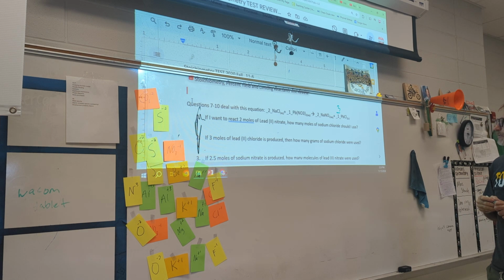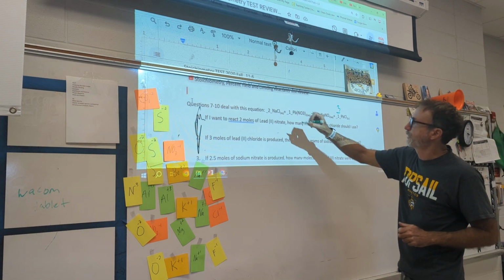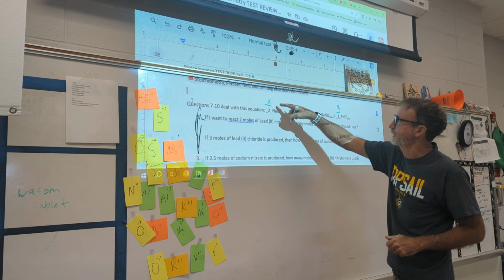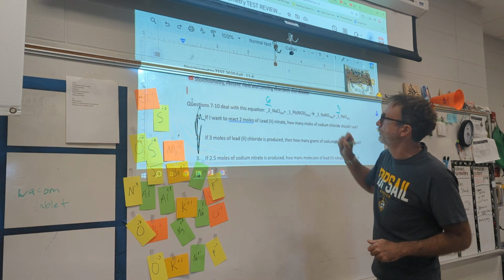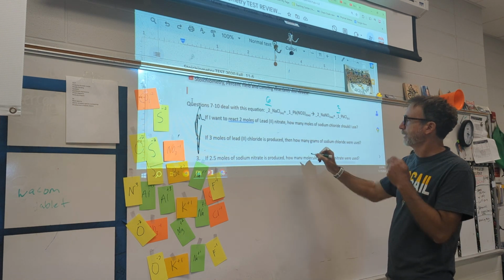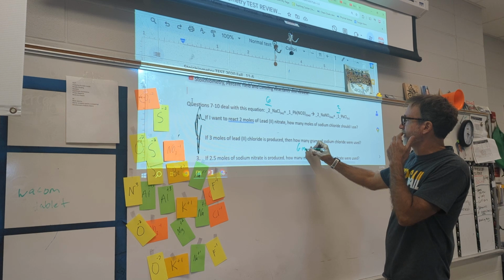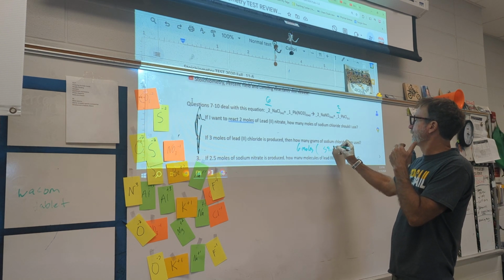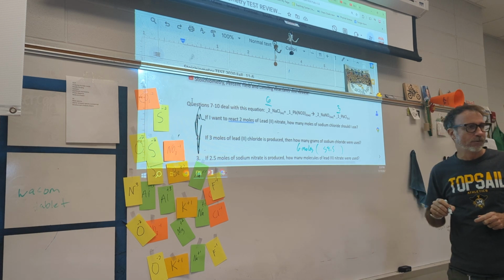If 3 moles of lead-2 chloride is produced, how many grams of sodium chloride were used? Okay, we got to solve for the moles for it. 3 is to 1 as 6 is to 2. I'm sure everybody agrees with that. So it's 6 moles, and it weighs 58.5 grams per mole. Everybody agree with that?